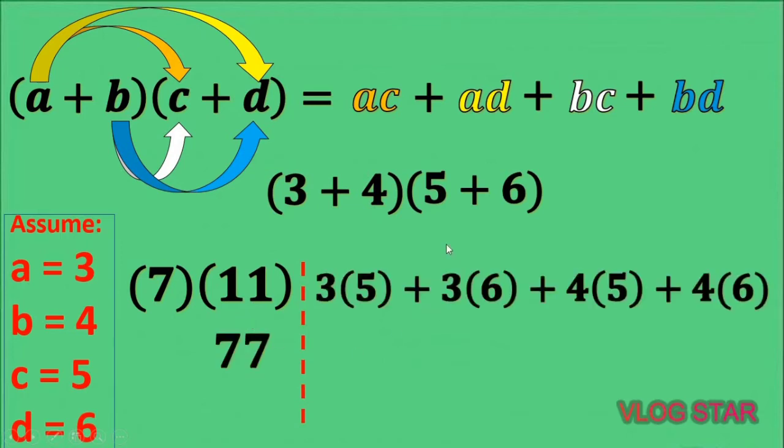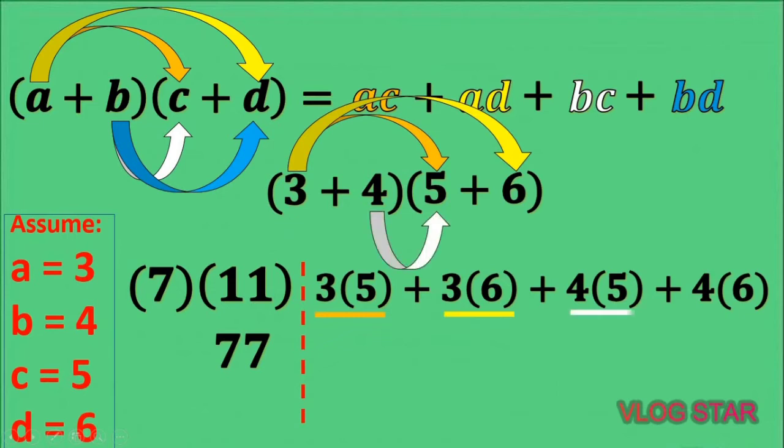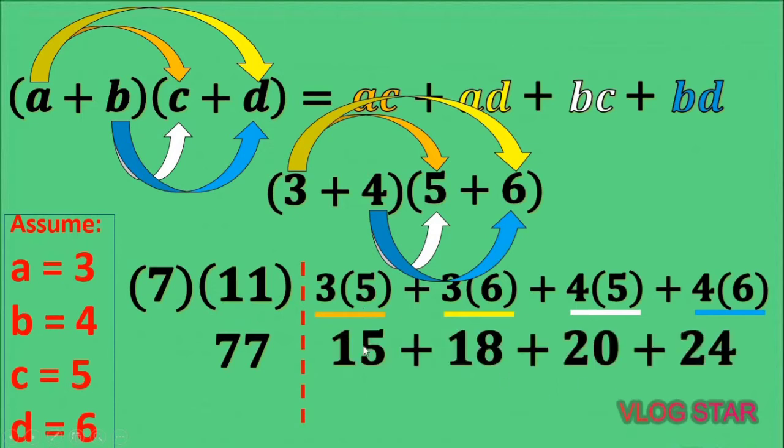Now for our second way, we will use this pattern. We have 3 times 5, 3 times 6, 4 times 5, and then 4 times 6. So now we can multiply these four pairs of numbers. The results are 15, 18, 20, and 24. Now the sum of these four numbers is also 77, which means this pattern works.